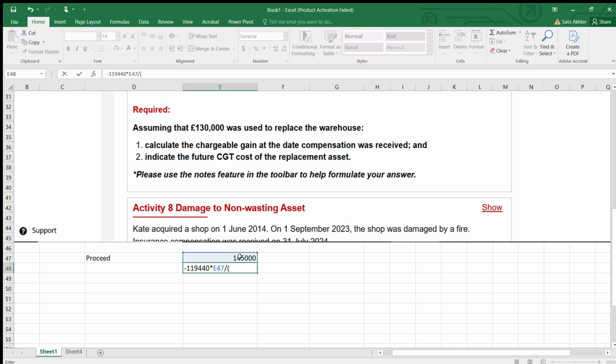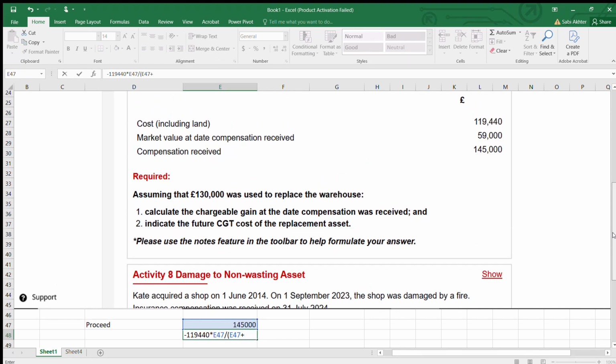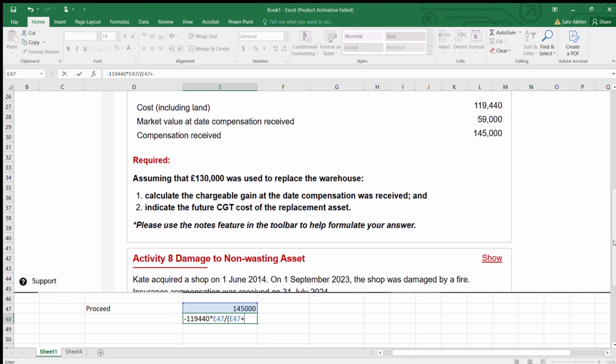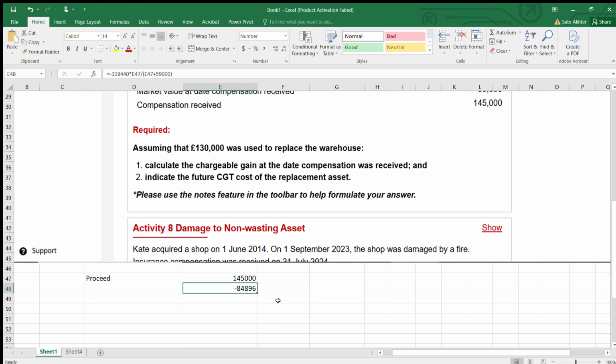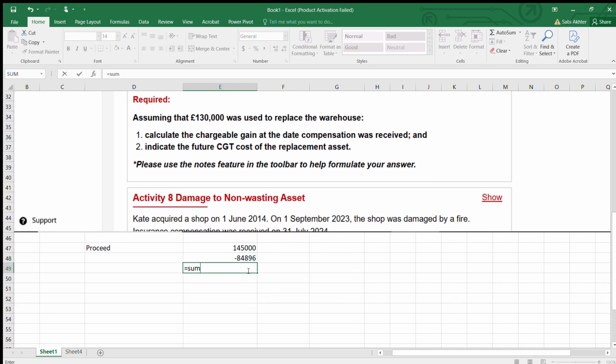A plus B. Again A is your insurance, plus B. What is B? Market value at the date compensation received. That is 59,000 in this case. So we are going to drop down the decimal. Always work in whole number. It's easier. So this sum function, and then we'll get the total. $1,604.